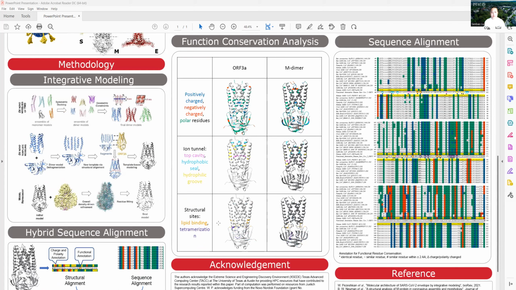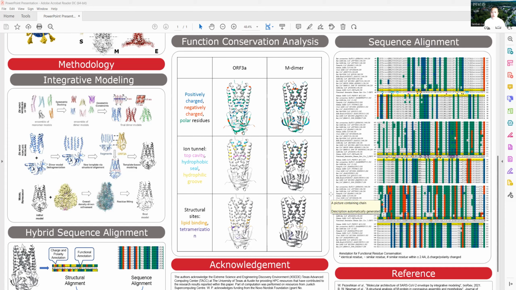structural sites in ORF3a. We then compare it with the M-dimer and find that the hydrophilic groove is not conserved between these two. However, we observed more charged residues in the center pole of the M-dimer, which means the water molecules and ions are passing through the transmembrane domain through the central pole instead of the hydrophilic groove as we observed in ORF3a. The lipid binding and tetramerization sites are well conserved between ORF3a and M-dimer.